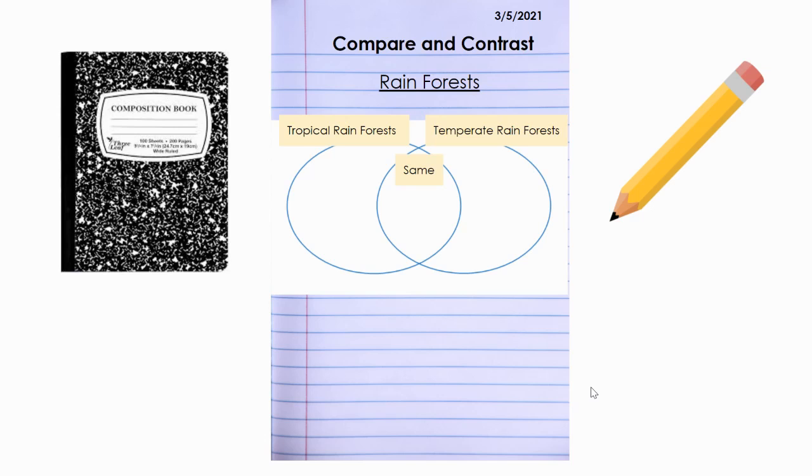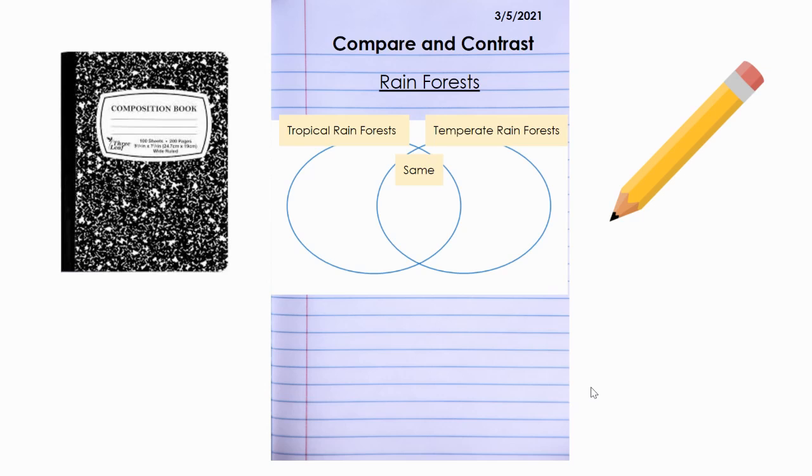To get ready for this activity, you will need your composition notebook and a pencil. Turn to the next clean page. Label it with today's date. All right, you are going to label this page compare and contrast because that is our comprehension skill. And fill in the title of our story, which is Rainforests.